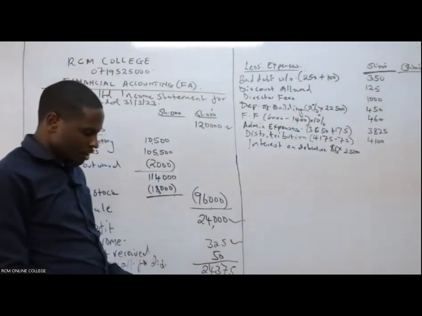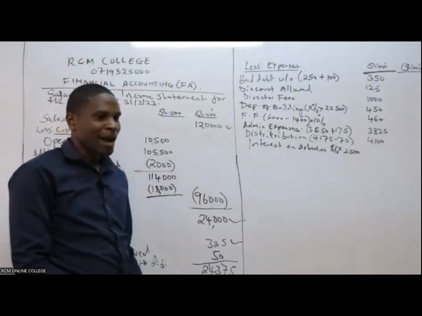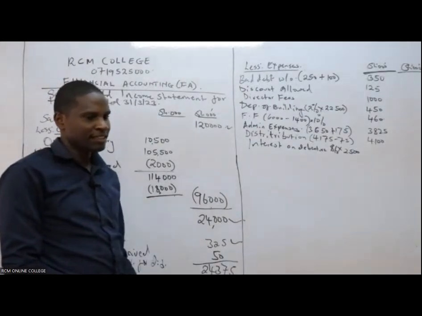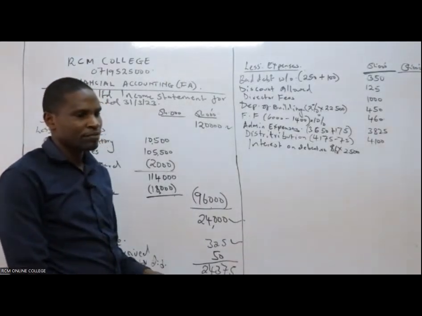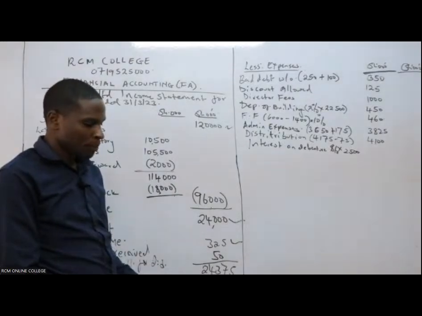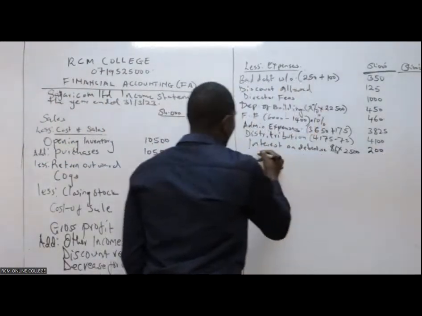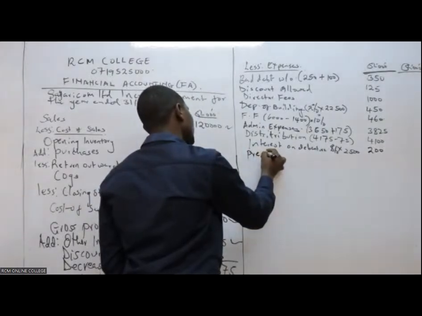8% interest on debenture. Then we are on the proposed dividend. Look at almost the last additional information. We are given the proposed dividend, preference dividend. Here I am given 200. Preference dividend.